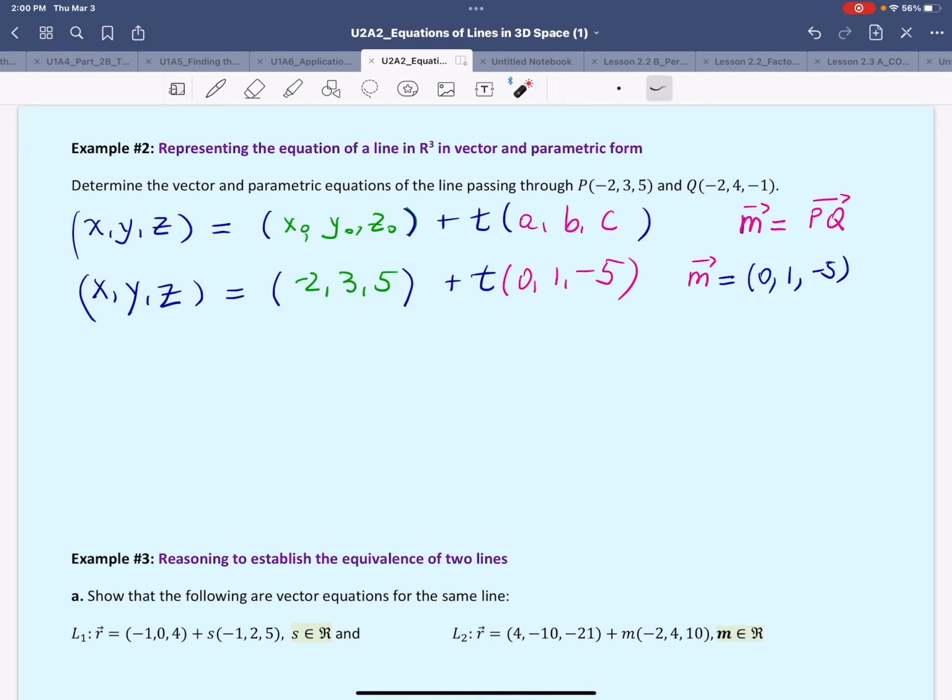Now, another possibility is to input the coordinates of Q for x0, y0, and z0. It would still represent the same line because remember that lines are never ending, which means that there is no direction in which you want to read them. So we can read the line going this way or going this way. It doesn't really matter, right? So if the point P is in here and we follow the direction of a direction vector, that can be the line. But we can also start from point Q and follow the direction vector this way, or any other direction vector this way, because the line never ends and you can extend it at both ends.